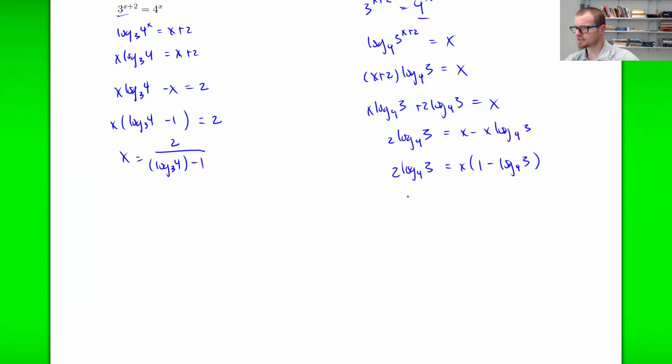And now I would want to divide by that. So I'm going to get x is equal to 2 times the logarithm base 4 of 3 divided by 1 minus logarithm base 4 of 3.